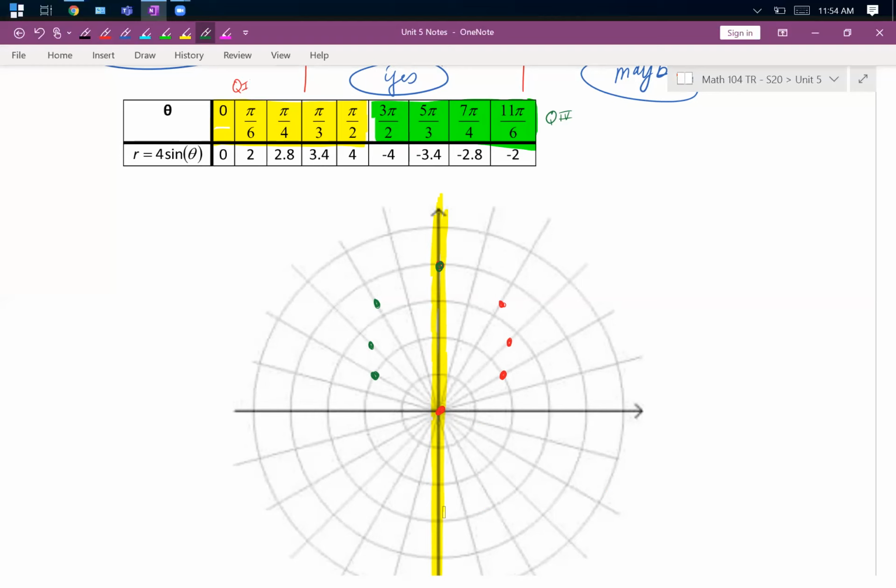So this is it. I'm ready to just draw in my graph, and I like to start and do increasing theta. So there we go. And it looks a lot like a circle. Questions, anybody?